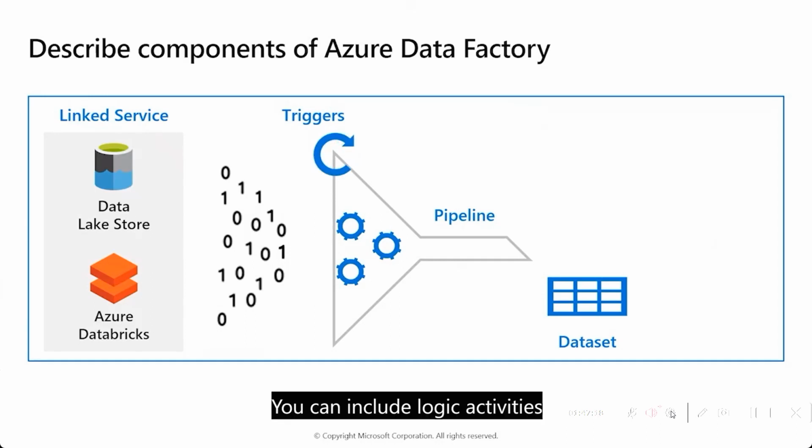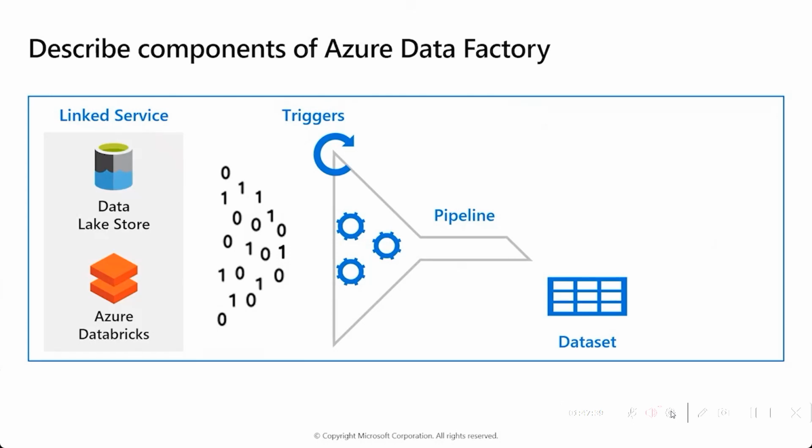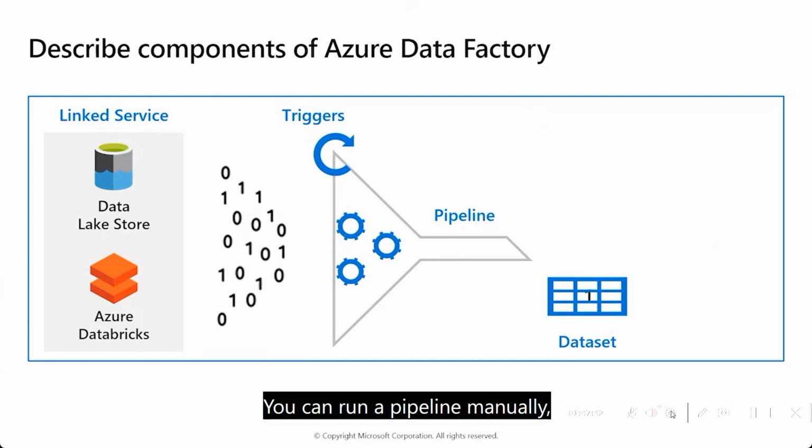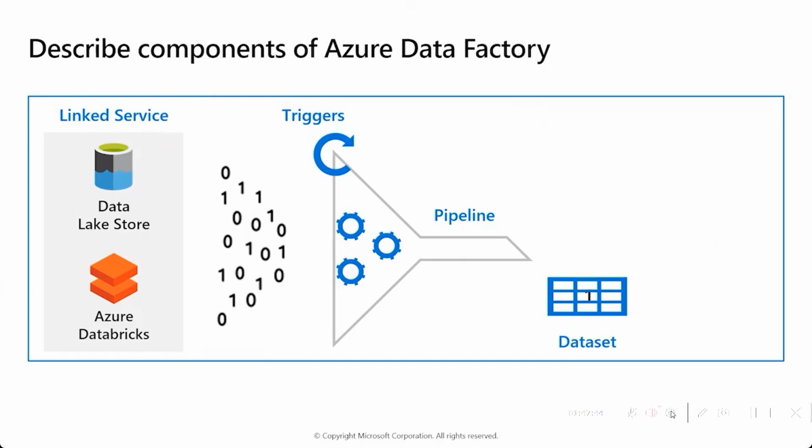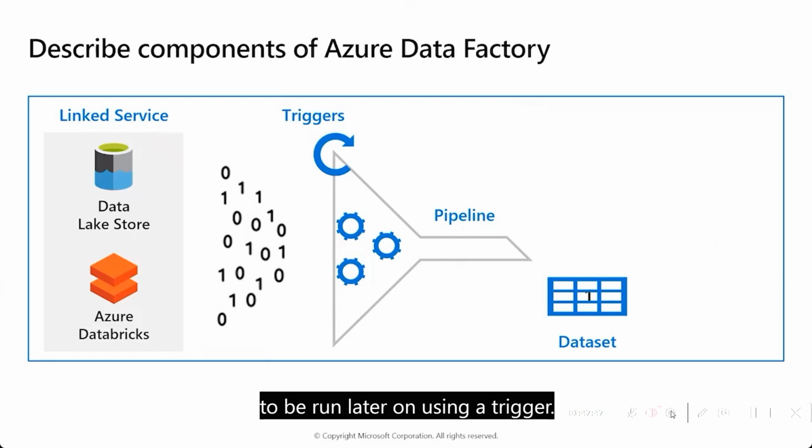You can include logic activities that repeatedly perform a series of tasks while some condition is true, using, for example, a for each activity, or follow different processing paths depending on the outcome of previous processing, using an if condition activity. You can run a pipeline manually, or you can arrange for it to be run later using a trigger. A trigger enables you to schedule a pipeline to run according to a planned schedule.